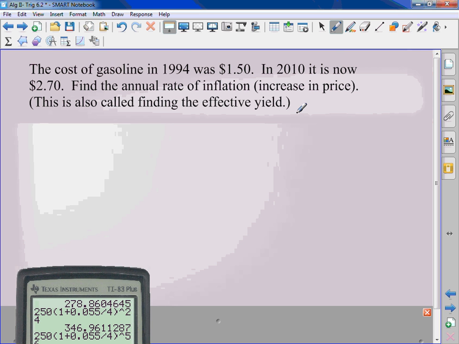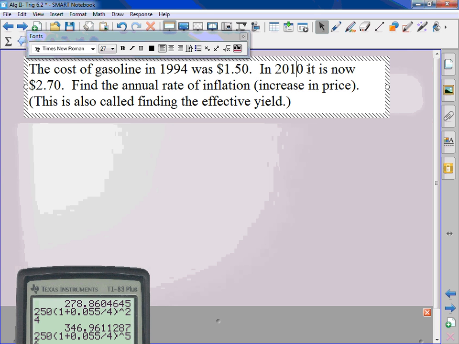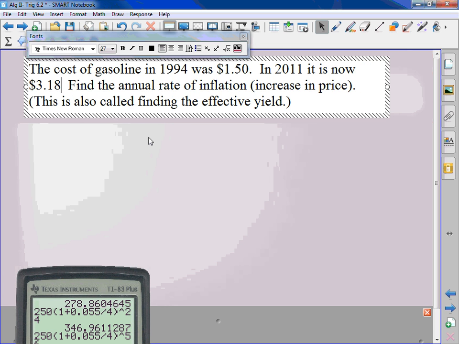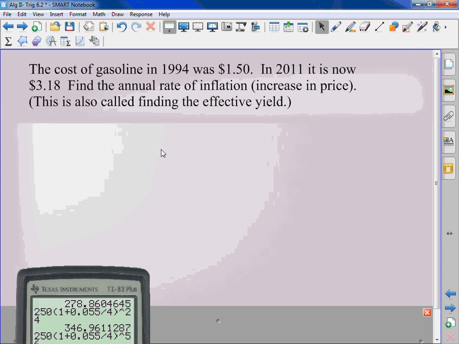I want you to try this one. The cost of gasoline in 1994 was $1.50. Let's change this. In 2011, it is now, I think when I got gas the other day, it was $3.18. What's the annual rate of inflation? This is also called finding the effective yield.